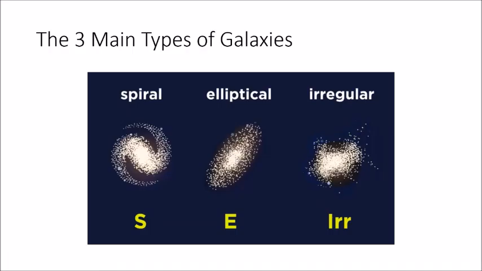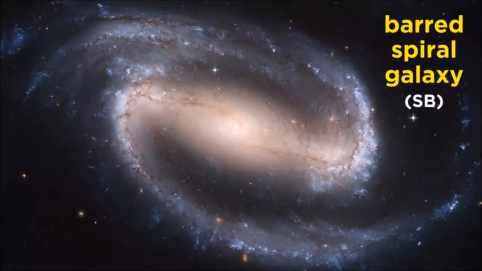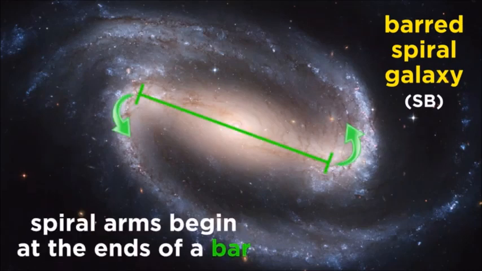So the three main types of galaxies we have are spiral, elliptical, and irregular. The way astronomers categorize them, they give spirals an S, elliptical an E, and an irregular an IRR. Most spiral galaxies have some type of a bar in the middle, and at the edges of those bars you have streams of stars that come off the edges of those bars.